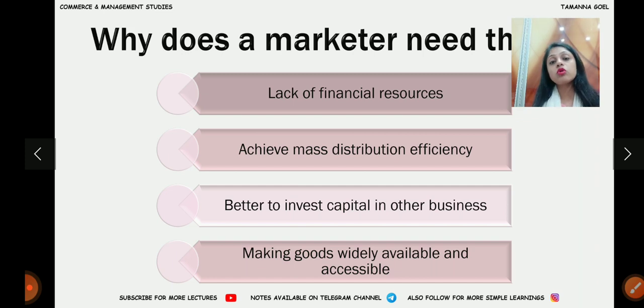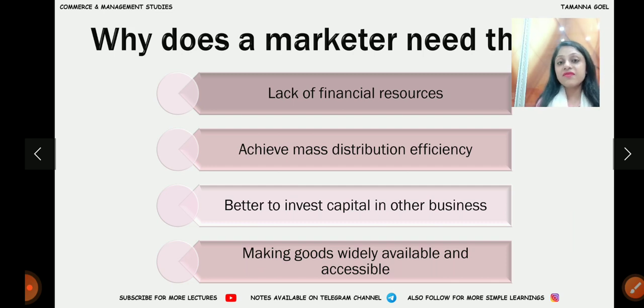I might have funds to set up a store or to reach the customers directly. But it is better that I hire these people because they specialize in selling, right? Intermediaries ka role kya hai? Their main work is trading. They will buy from you and they will sell to other people. So it is better to outsource this work of selling to them.